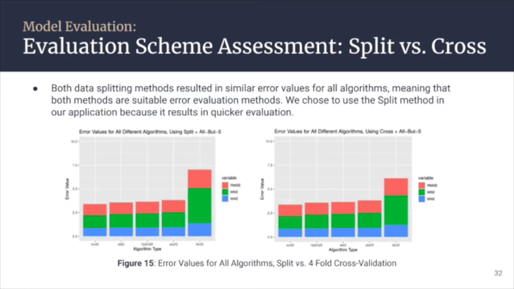Next, we take a look at the split versus cross method, which is using an 80-20 split versus using 4-fold cross evaluation. Both methods turned out to be quite similar when measuring the error rate. This suggests that both methods are suitable for evaluation, so we chose the split method since it evaluates quicker.